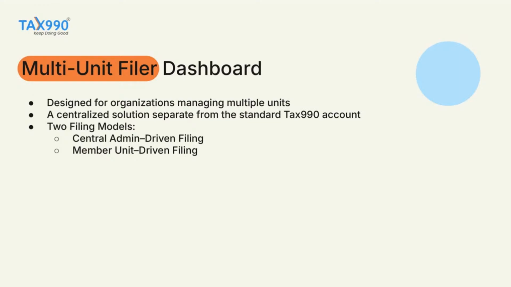Regardless of which model your organization uses, every partner console includes the same core toolkit. You'll have a compliance tracker that shows filing statuses at the member unit level. So at a glance, you can see who's filed, who's pending, and who hasn't started yet. There's secure access to the Tax990 application directly from the console, a report section with the ability to export to Excel or CSV, and a credits overview, as well as a centralized activity log that captures every key action taken.